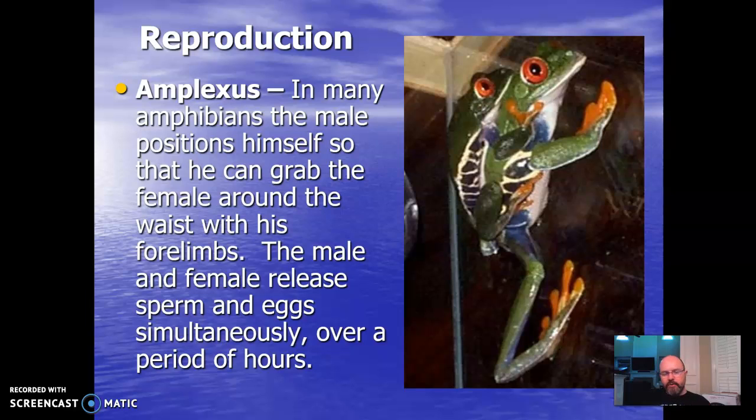And so what happens is, during this process of amplexus, if you ever see frogs like this, just leave them alone. They are probably reproducing. The female will lay the eggs, and simultaneously the male will release sperm cells. Sometimes it can take hours for that to happen, for them to fully complete this process.